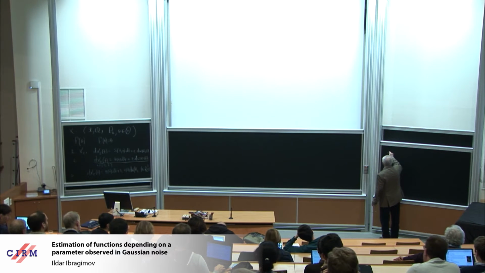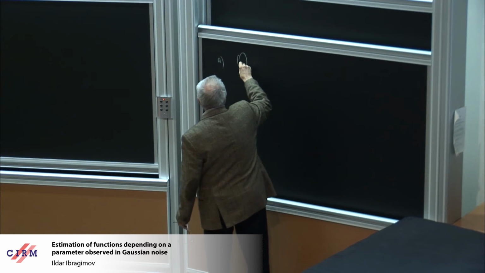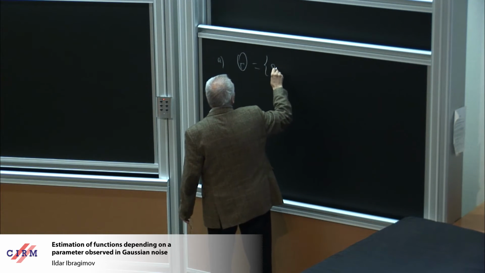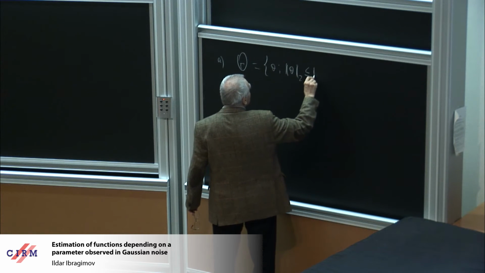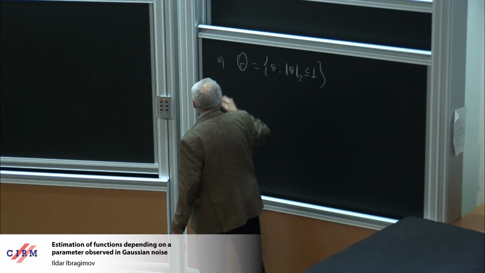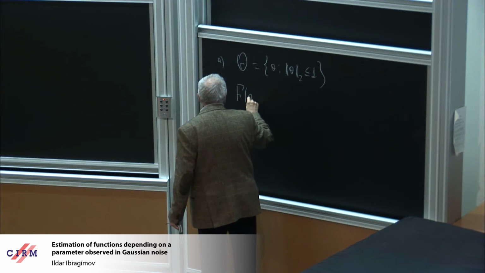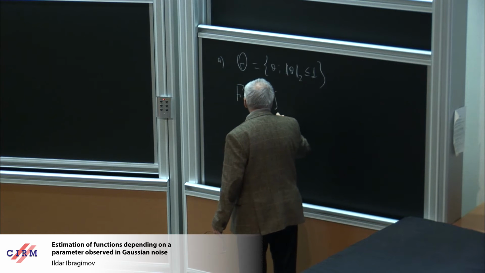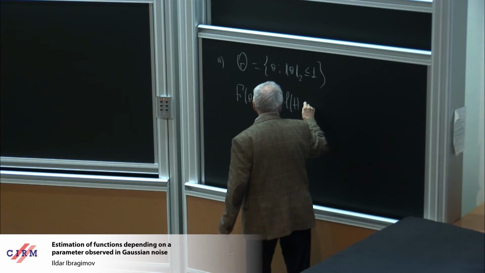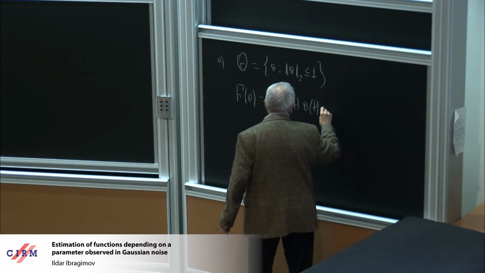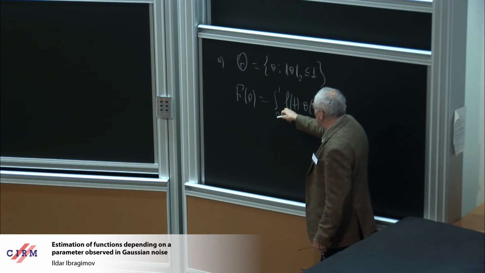Example A. Suppose that Theta is a unit ball in L2. And the function f of theta we would like to estimate is linear. F is known, so L is known.